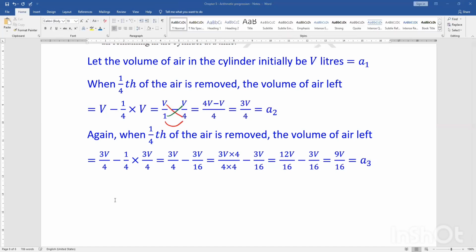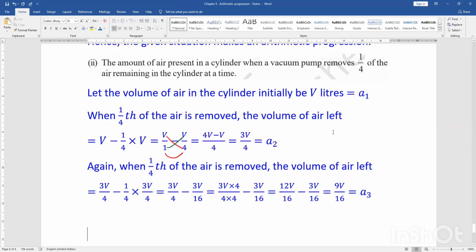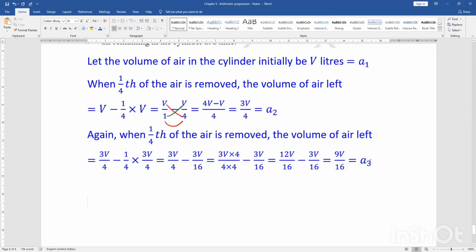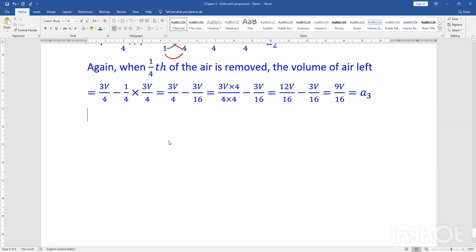Got it? Now let us try to find the difference between A2 minus A1 and then A3 minus A2. Let us see the differences. Okay? Because that is the main concept in AP. So the difference between any two consecutive terms should be same, right? So then only we can say that the given terms are in arithmetic progression. Otherwise, it cannot be in arithmetic progression. So now let us write this.